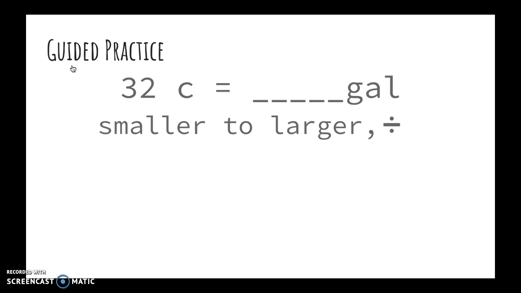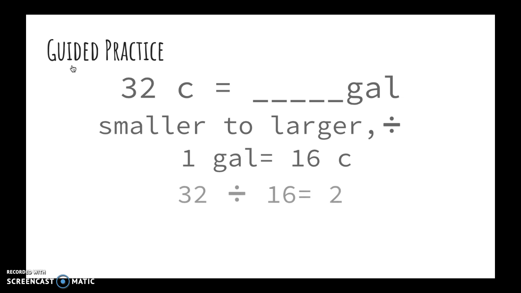We need to look at our information. How many cups are equal to 1 gallon? We know that 1 gallon is equal to 16 cups. So we are going to divide what we have, the 32 cups, by 16 cups, because there are 16 cups in 1 gallon. So 32 divided by 16 is equal to 2. What that tells us is that 32 cups is equal to 2 gallons.